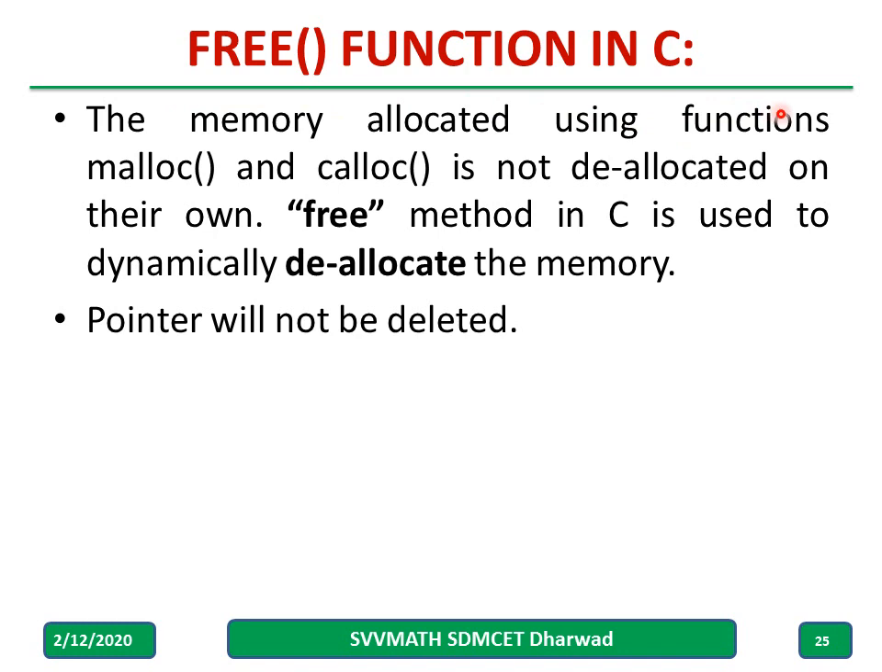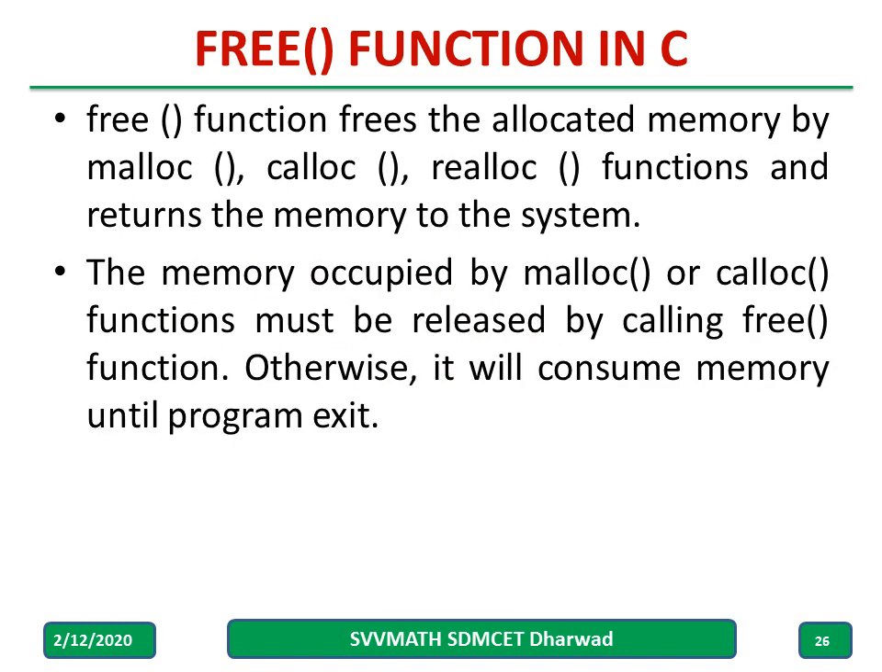Free. The memory allocated using the functions malloc and calloc is not deallocated on its own. The free method in C is used to dynamically deallocate the memory. But remember, the pointer will not be deleted or destroyed. The free function frees the allocated memory done by malloc, calloc as well as realloc.